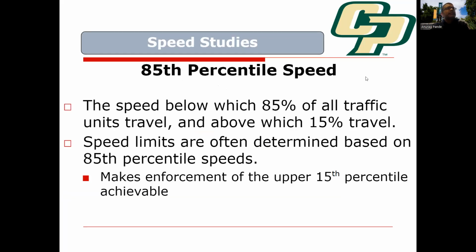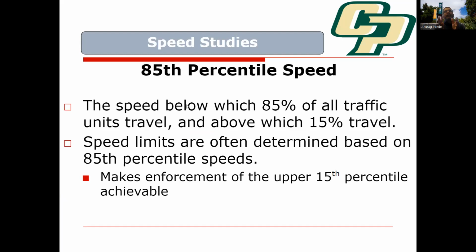As I said, 85th percentile speed is very critical for us. Speed limits are often determined based on the 85th percentile speed. So we want to have our speed limit basically follow what our 85th percentile speeds are, right? That makes enforcement of the upper 15th percentile achievable. So anybody who's going over that, we want to be able to enforce those limits. And then we should be able to get that from the data.